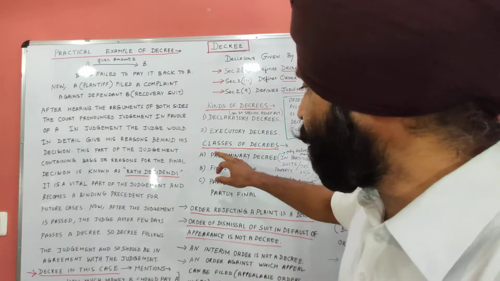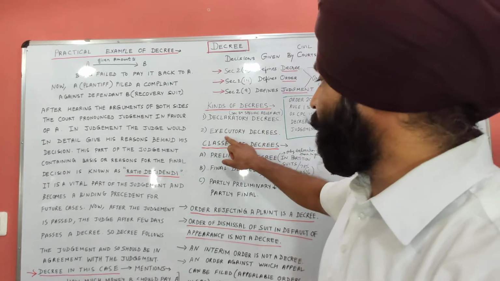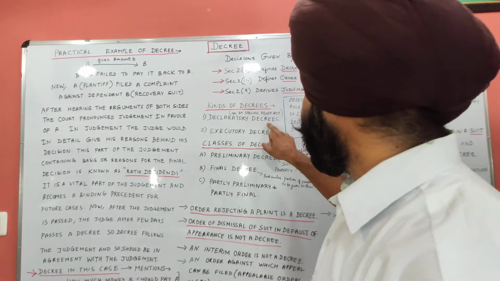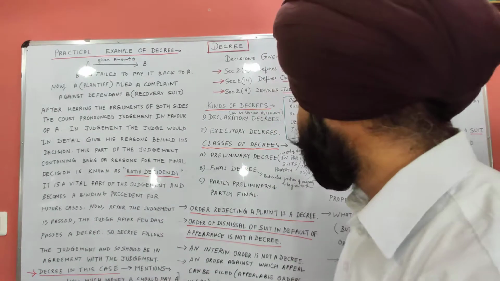What are the kinds of decree? It can be a declaratory decree. It can be an executory decree. A declaratory decree is given under Section 34 of the Specific Relief Act. For example, declaration of title, declaration of status. There are many cases like this.